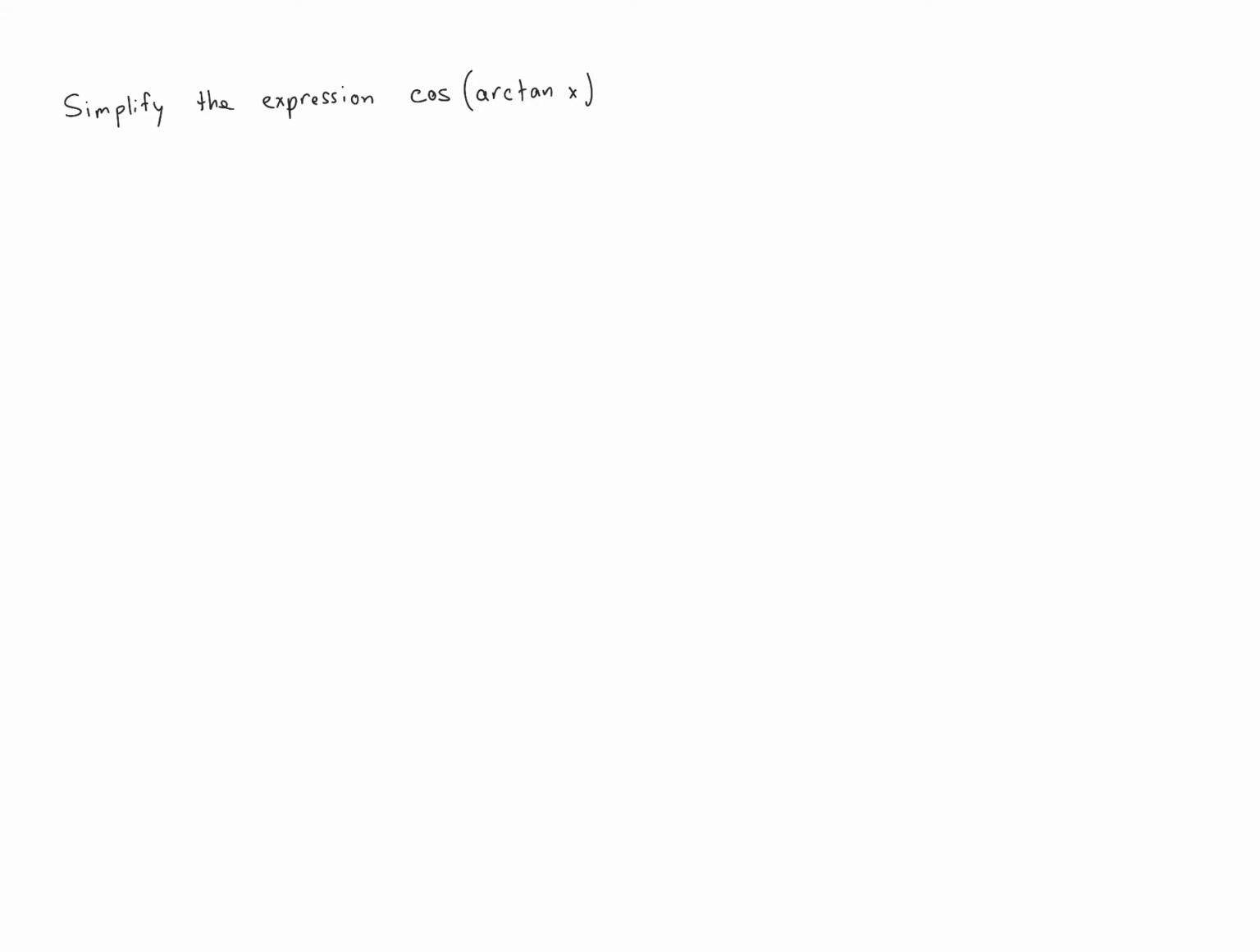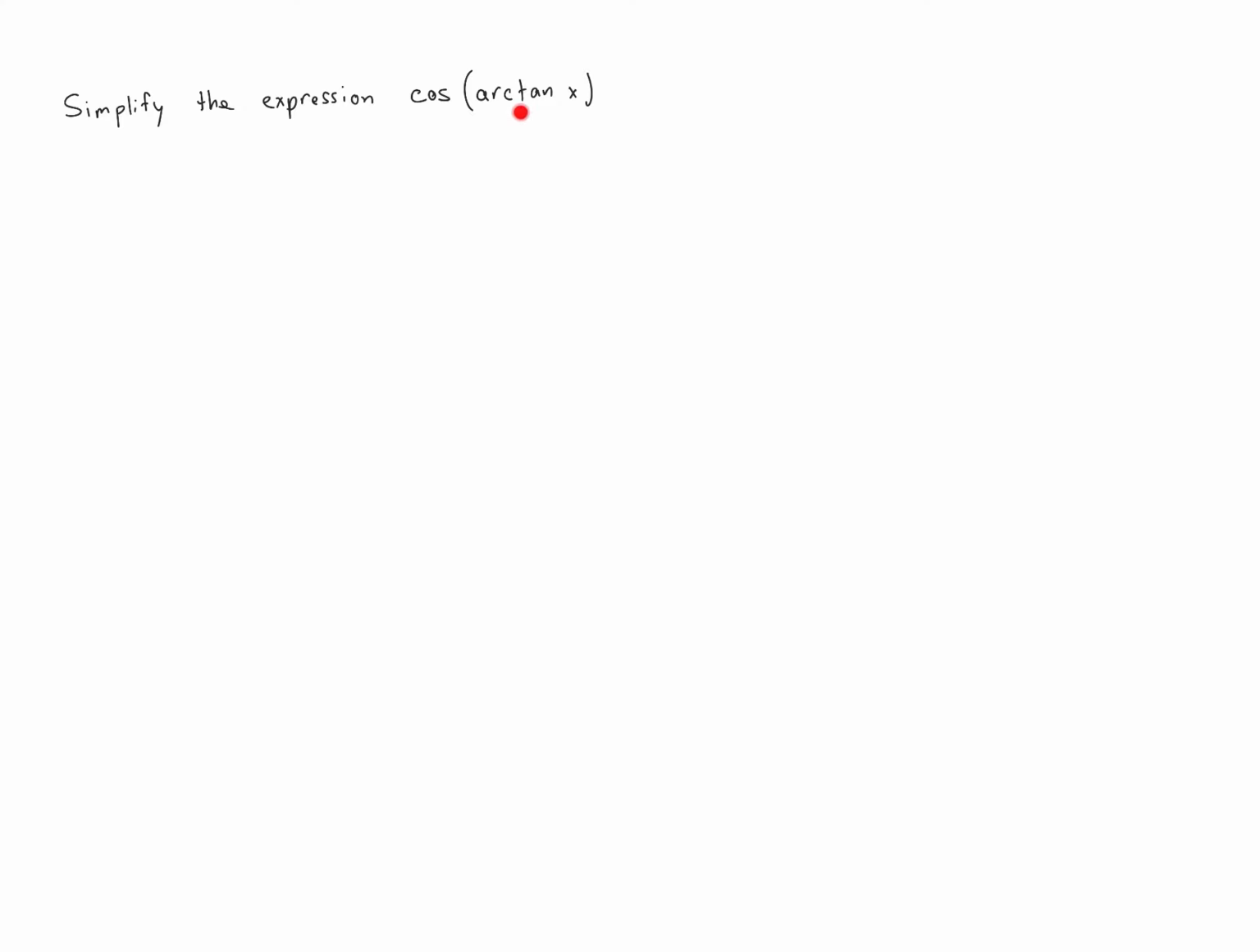All right, I want to focus on one specific problem because it is the sort of thing that is going to pop up later. And also because there's a very interesting result that comes out of it that is kind of unexpected. So what I want to do is simplify the expression cosine of arctangent of x. This is a composition of a trigonometric function and an inverse trigonometric function.